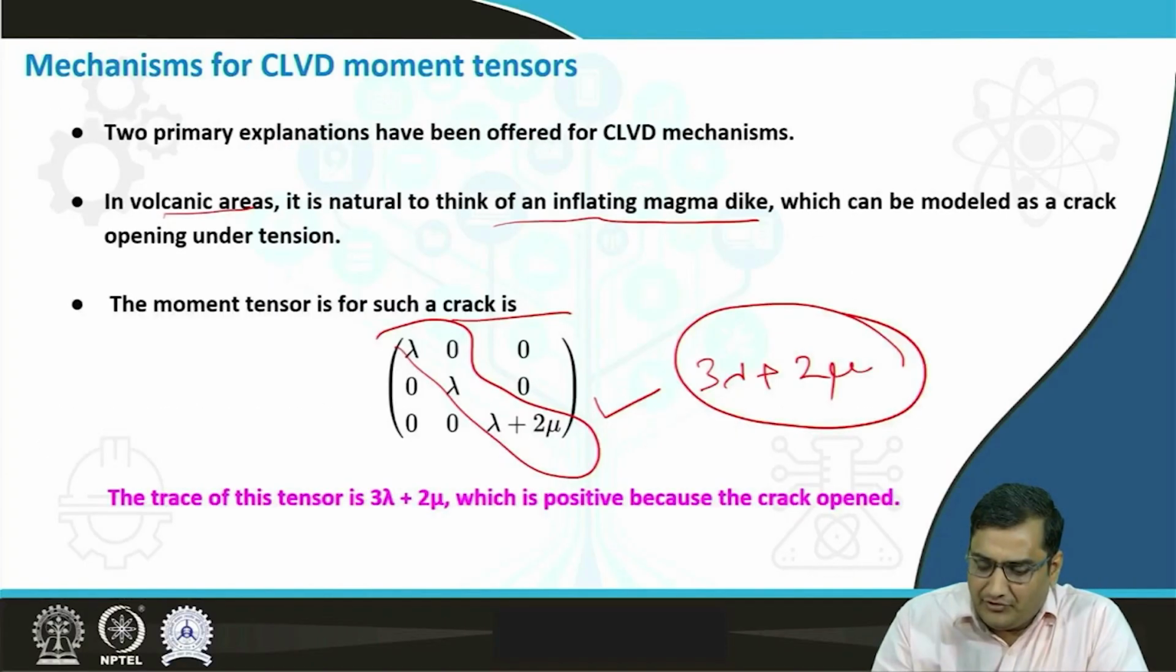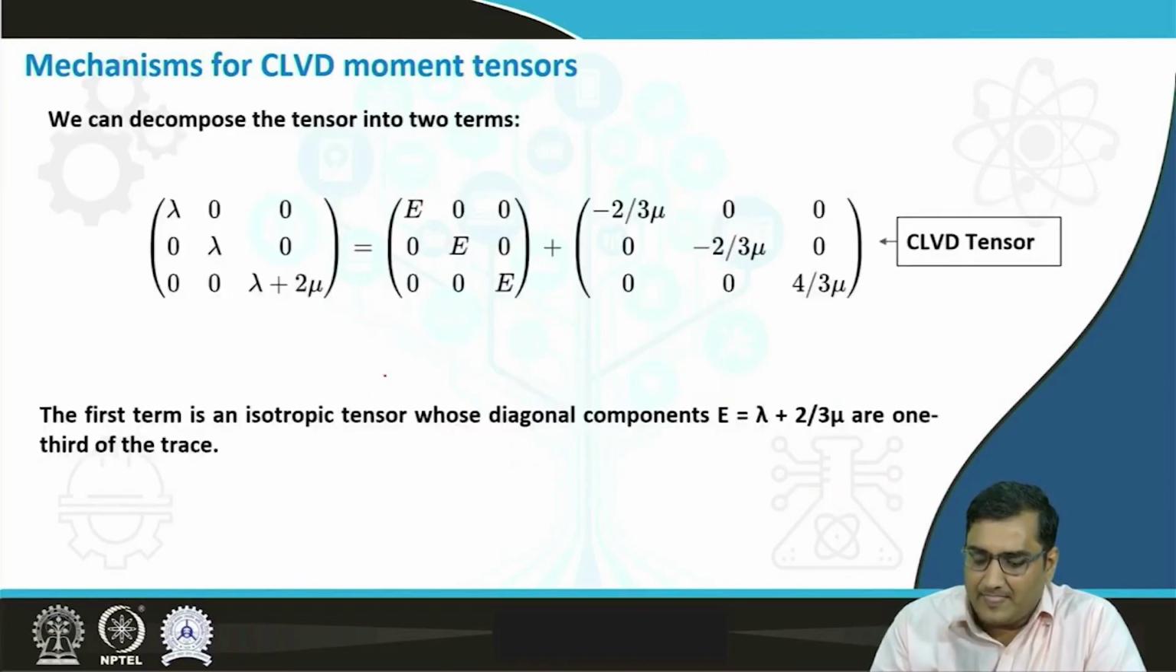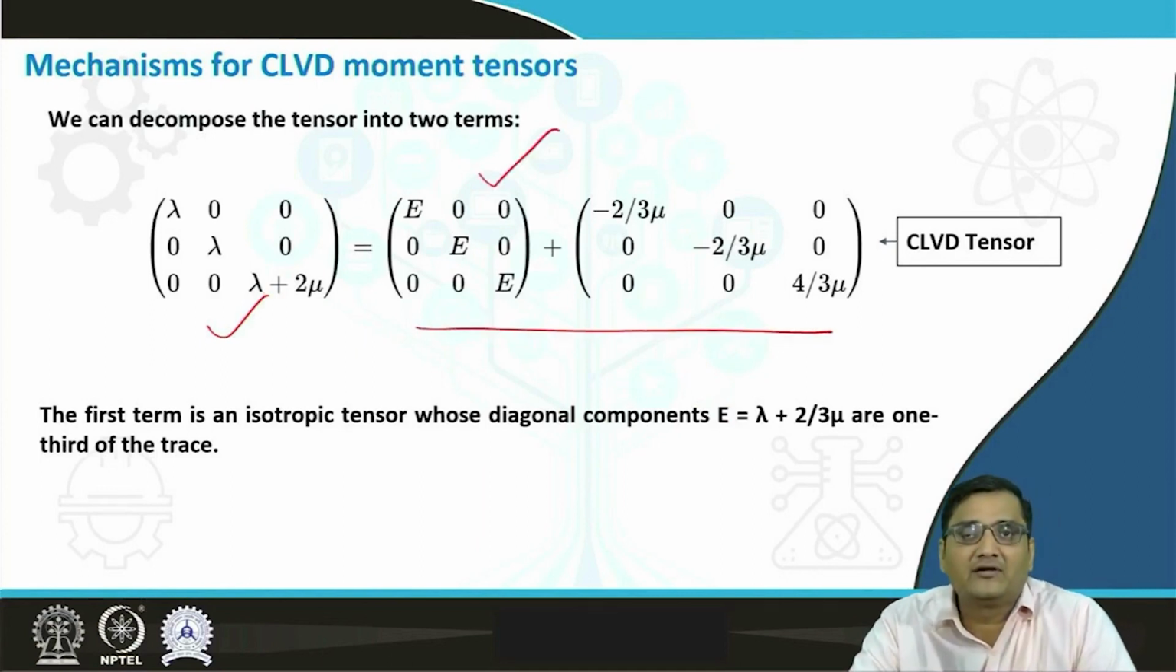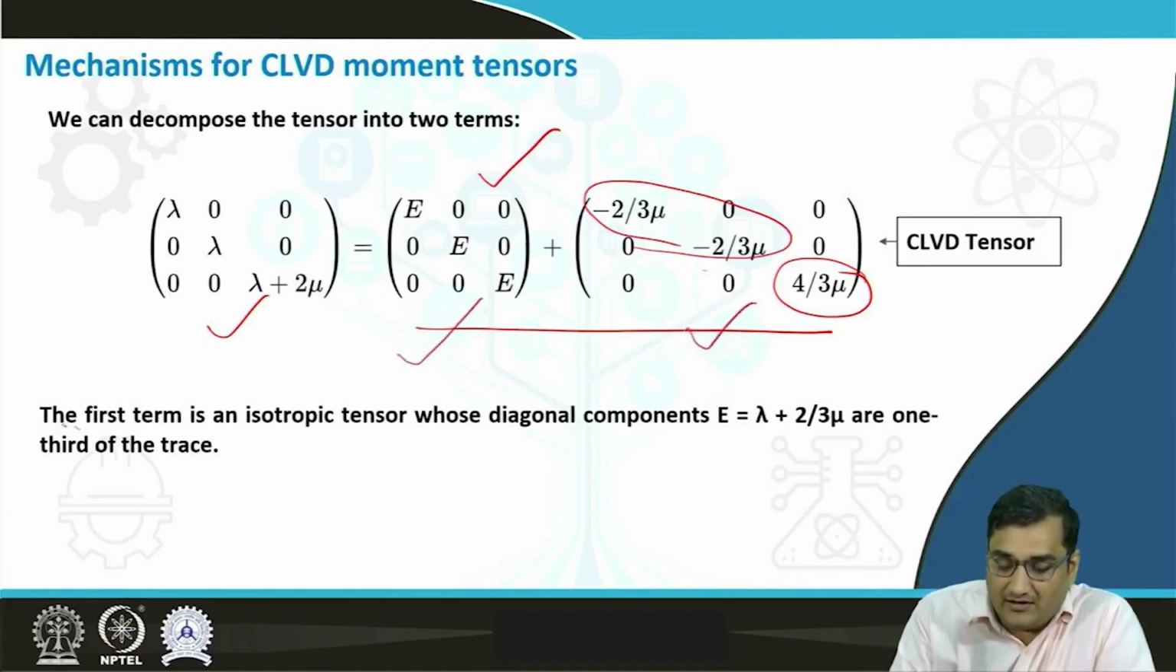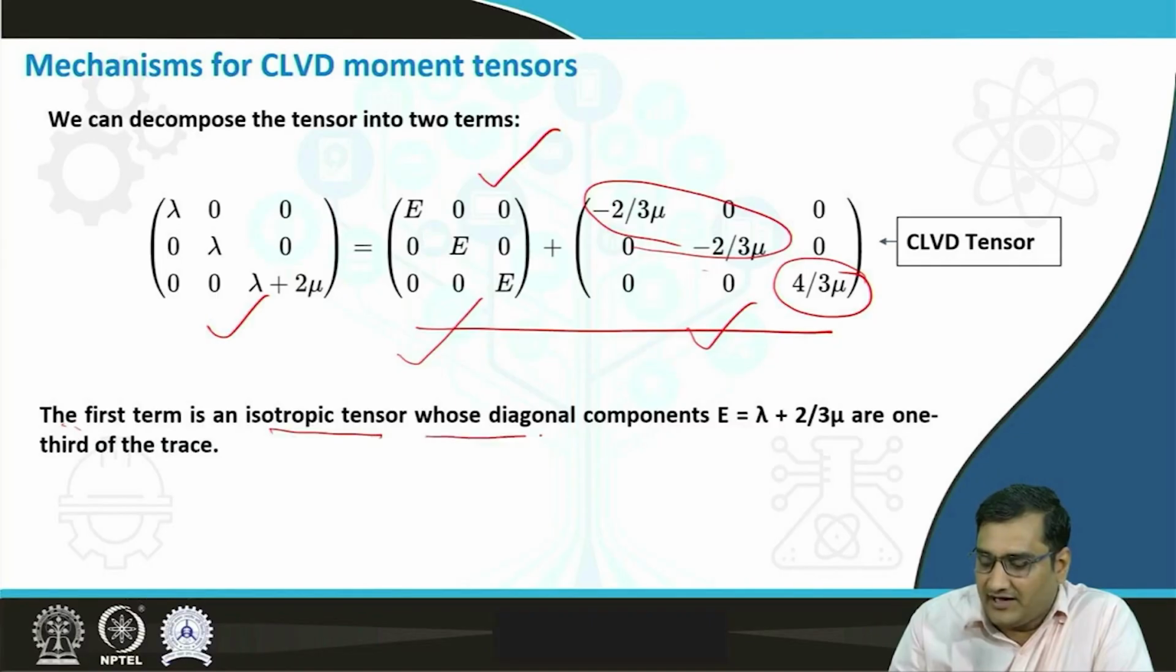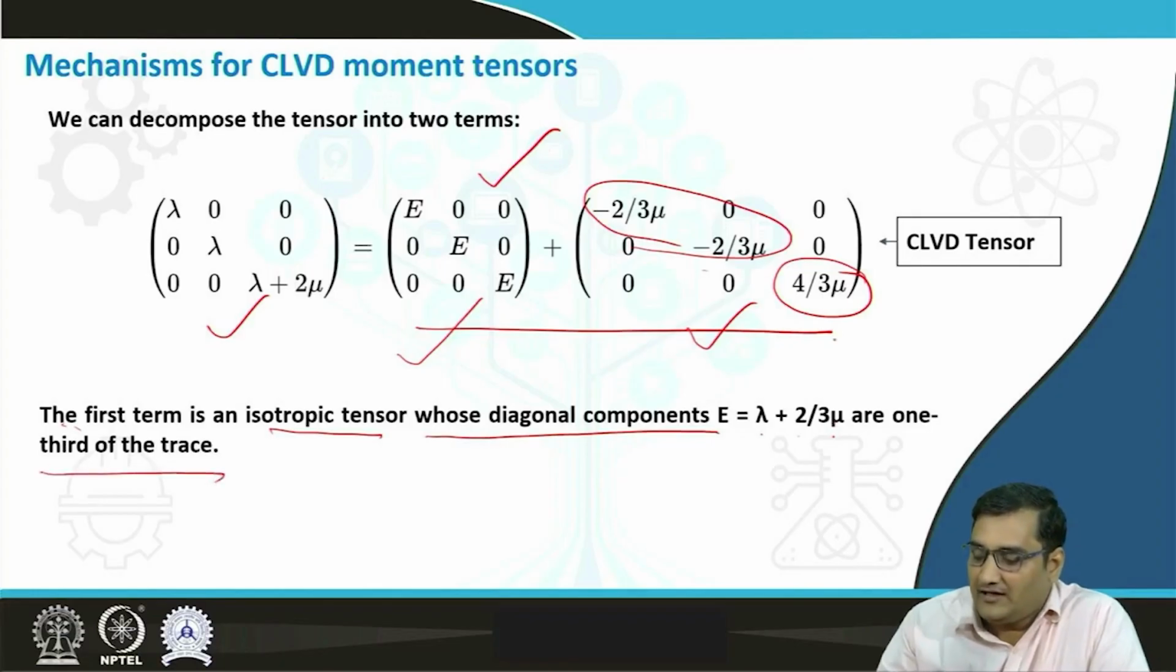We can decompose this particular moment tensor into two terms. So this can be represented by this, that is the summation of an isotropic moment tensor plus a CLVD moment tensor, having the one dipole as -2 times the other two dipoles. And this is your CLVD and this is your isotropic source. The first term is an isotropic tensor whose diagonal components are equal to lambda plus 2/3 mu, which is 1/3 of the trace, and this is your CLVD.